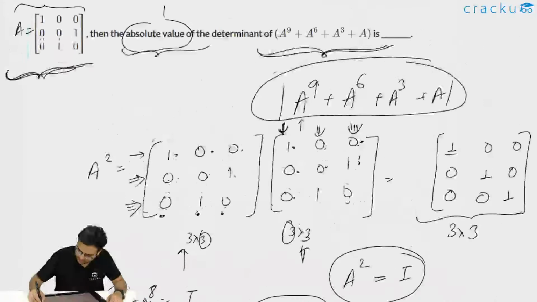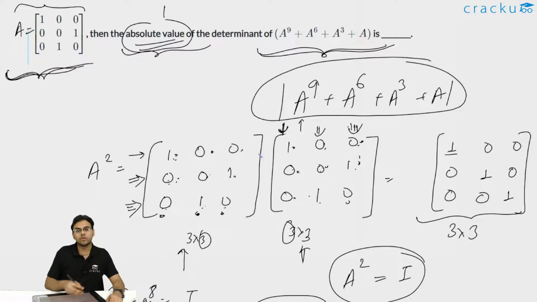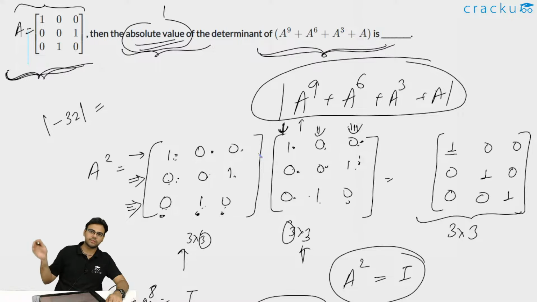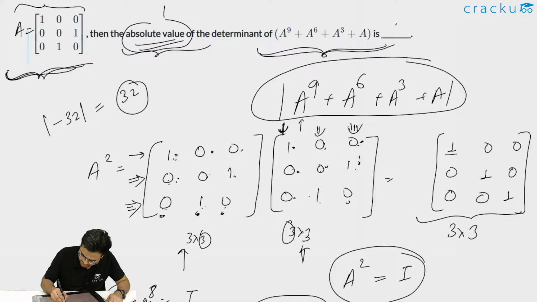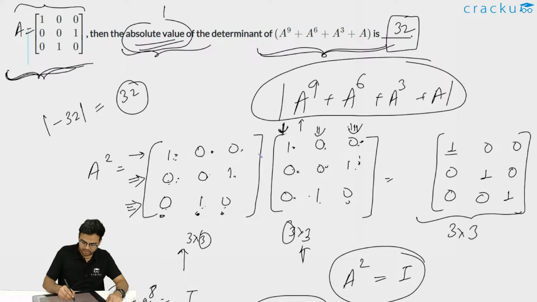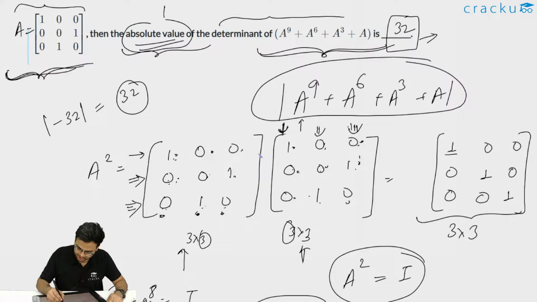In the question it is asking for the absolute value. So what is the absolute value? We have to take the mod of this thing. We have to convert the negative to positive, and if it is positive we consider the positive only. So for minus 32, the absolute value will be 32. Thus the absolute value of the determinant of A to the power 9 plus A to the power 6 plus A to the power 3 plus A will be equal to 32. So this is our answer. If you have any doubt in this question, you can ask.